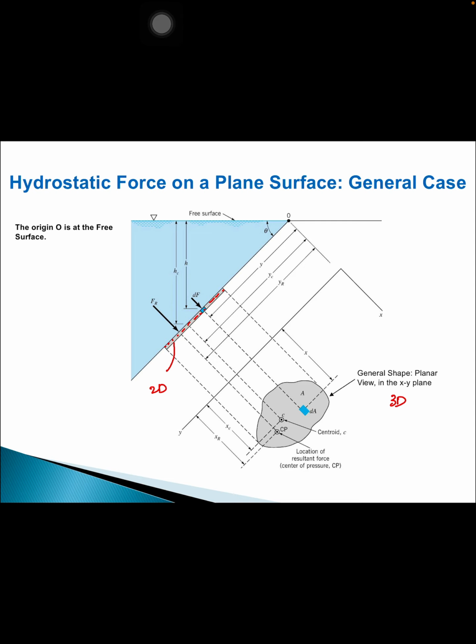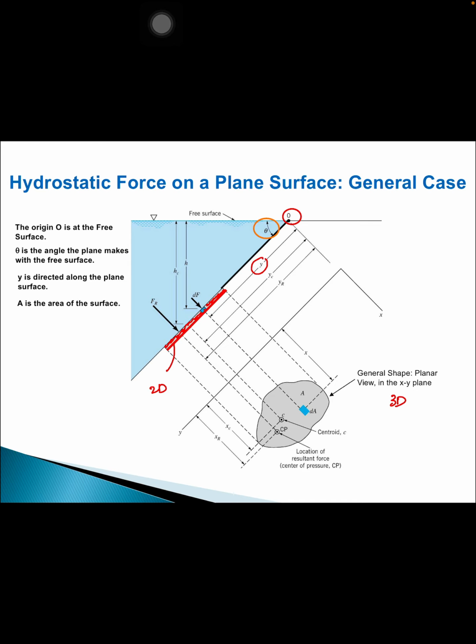Okay, so O is the origin at the free surface, where the origin is always located on the surface of the liquid. Theta is the angle of the plane with the free surface, so if you have theta, we have to consider the theta. And then y is directed along the plane surface. So this is your plane and this is your y.